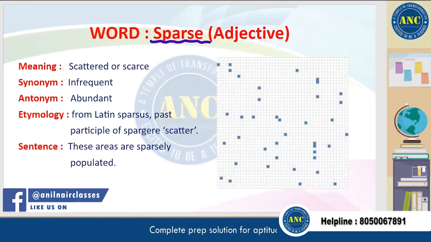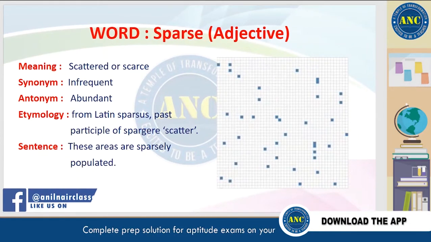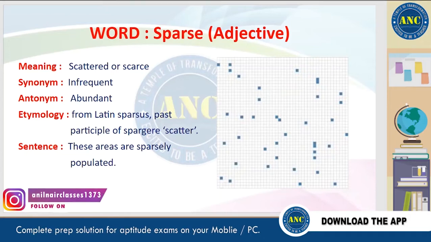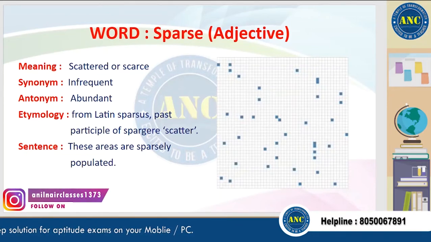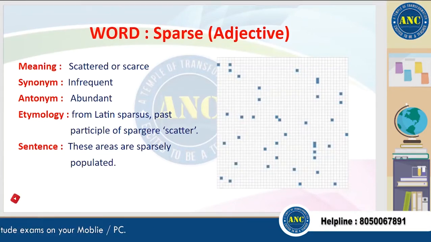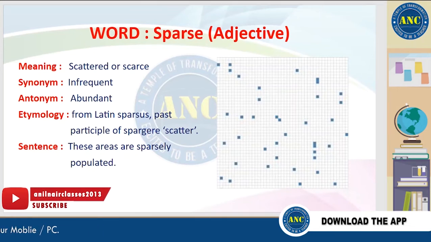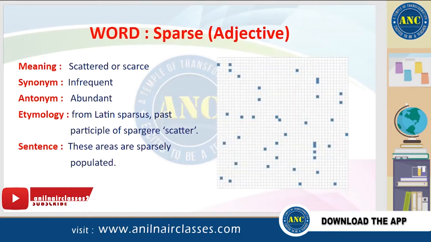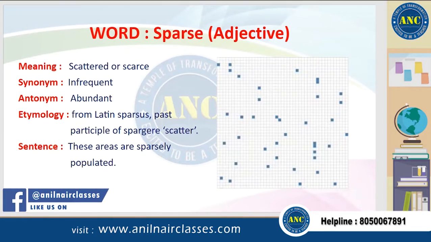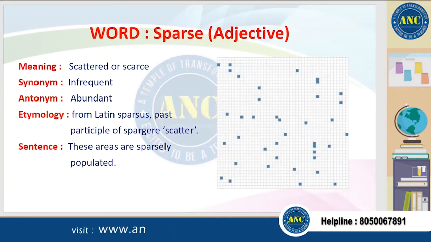Sparse. Sparse is an adjective which means scattered or scarce. A synonym for this word is infrequent, and an antonym is abundant. It is from the Latin word which means scatter. A sentence for this word is, these areas are sparsely populated.